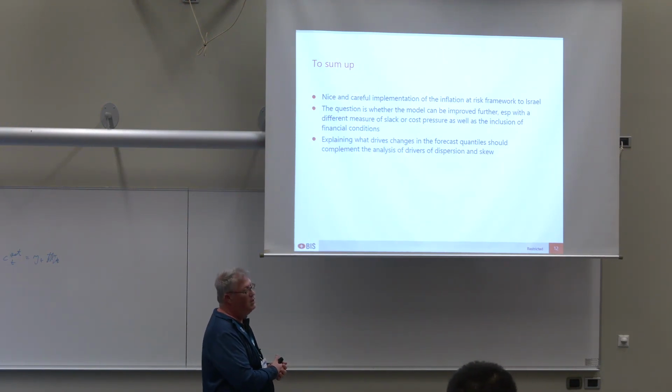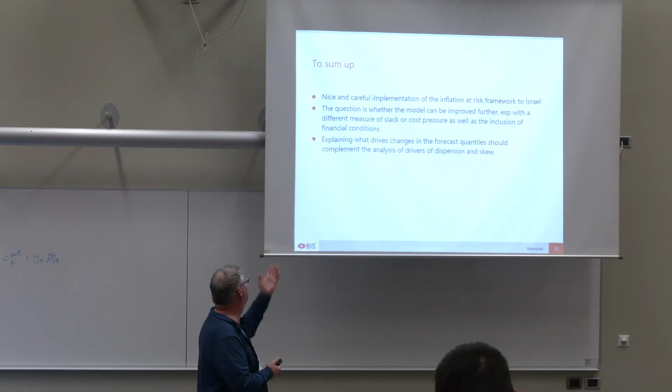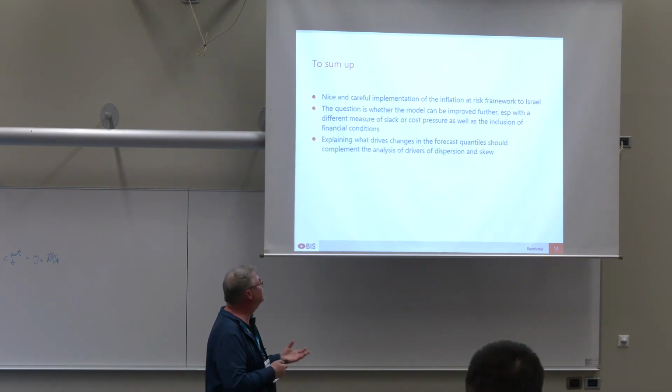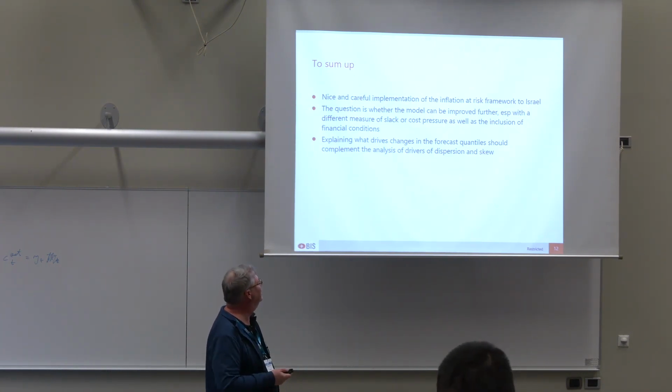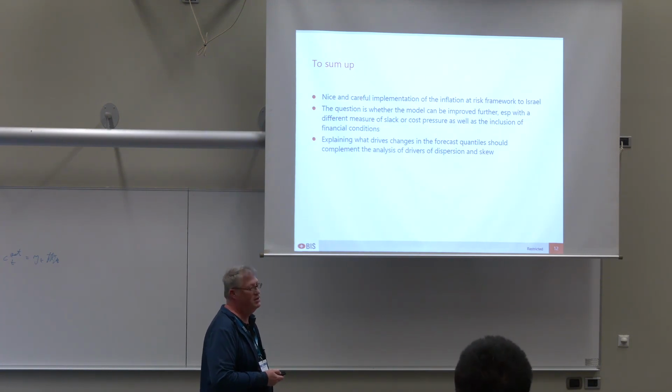My main comment, question is whether you can still improve the model, especially with a better measure of the output gap. And finally, I think you should try to complement your analysis of the drivers of dispersion and skew with the drivers of the changes in the forecast distribution.